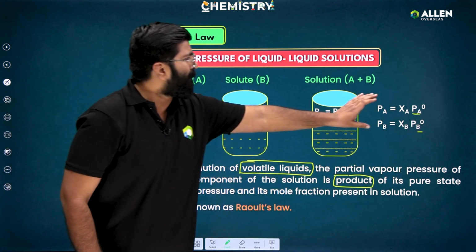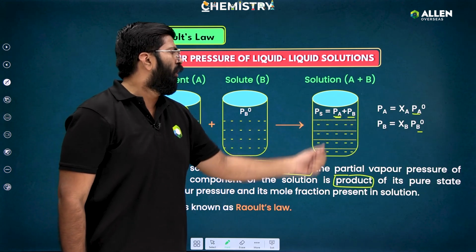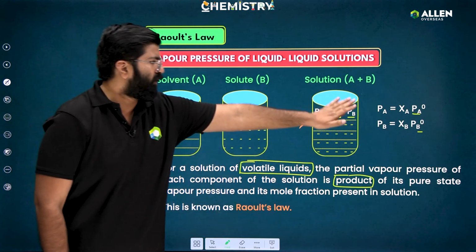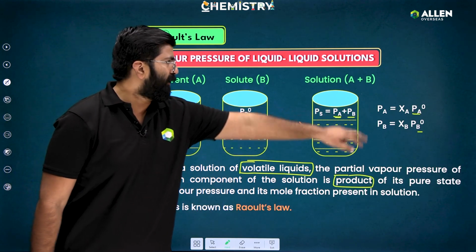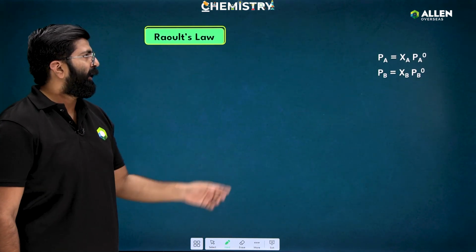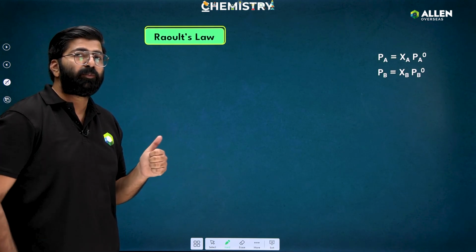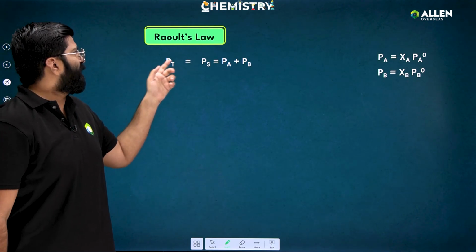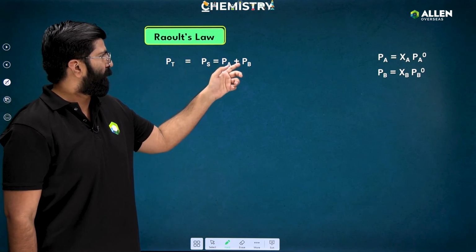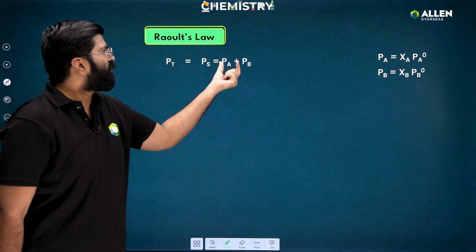Now if we keep this point in mind, and we already know what your PS is, we can get to one more point. I just told you what PS is. PS is your total vapor pressure. So I can write PT is equal to PS is equal to PA plus PB. I can directly substitute these two over here.